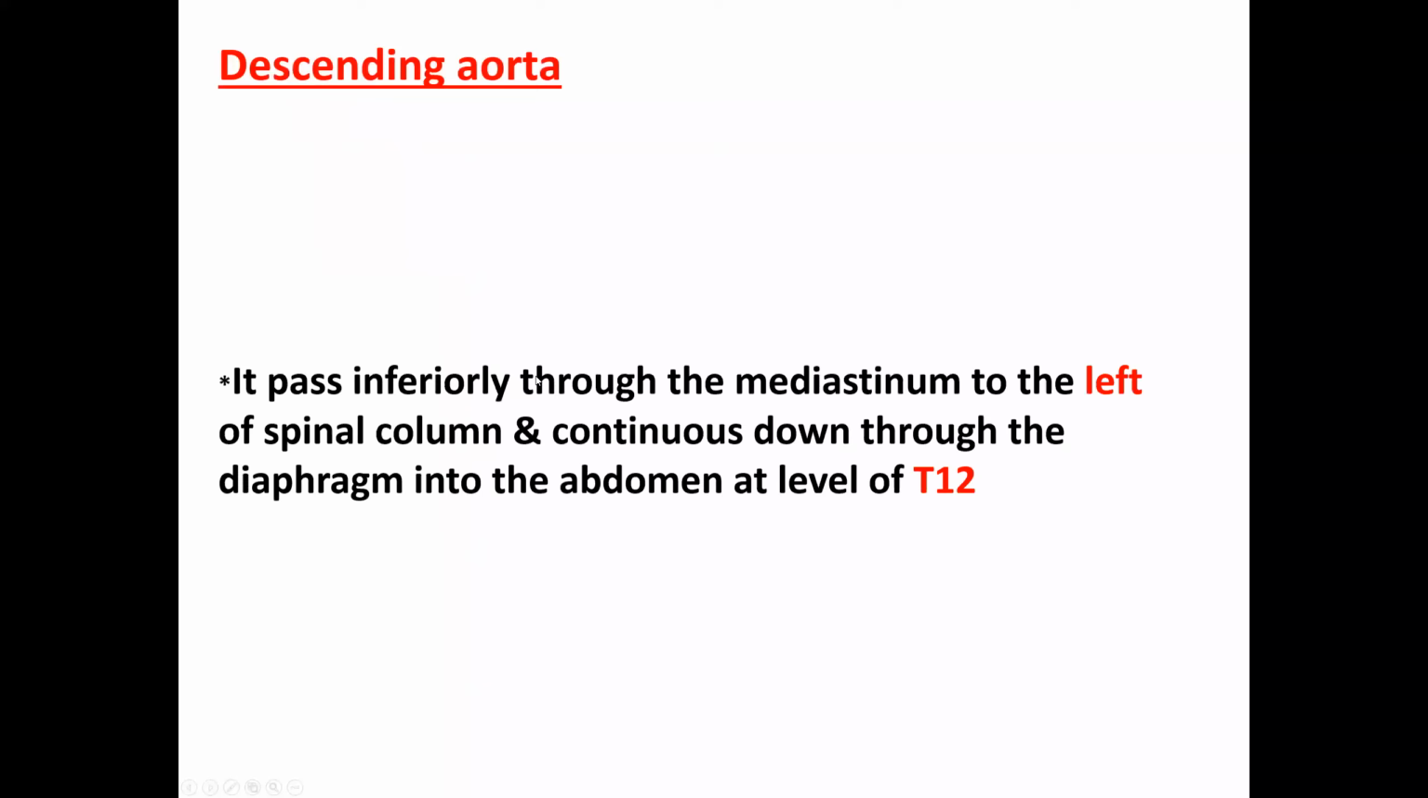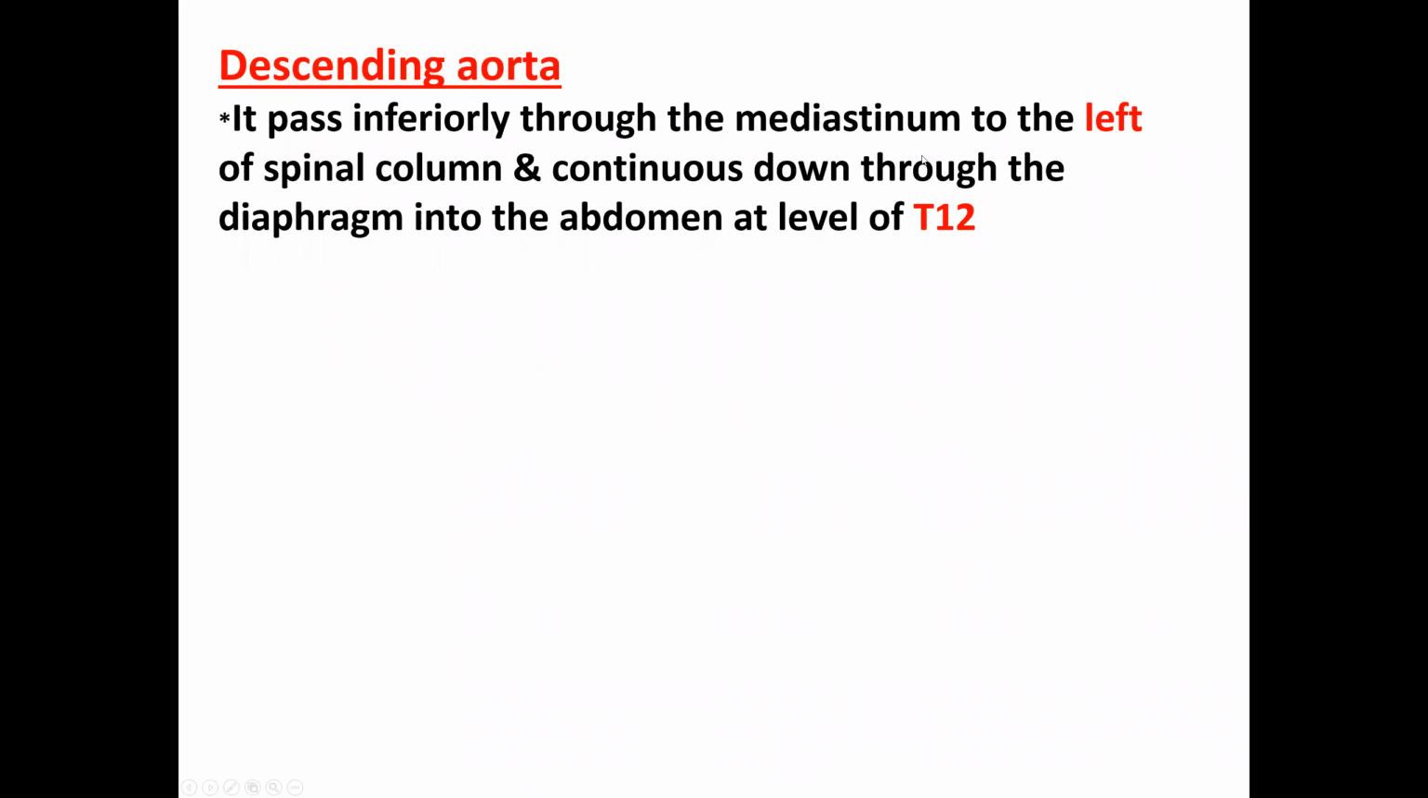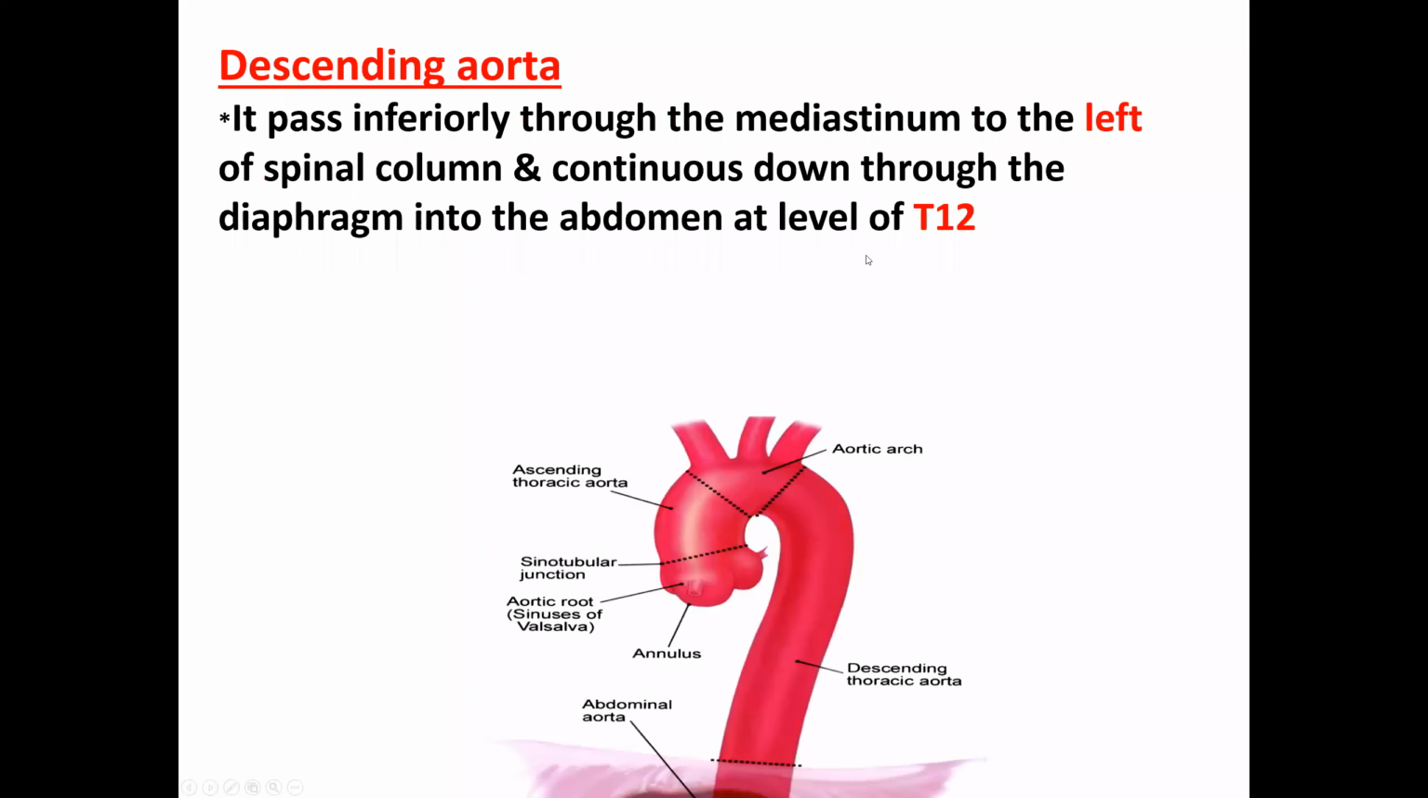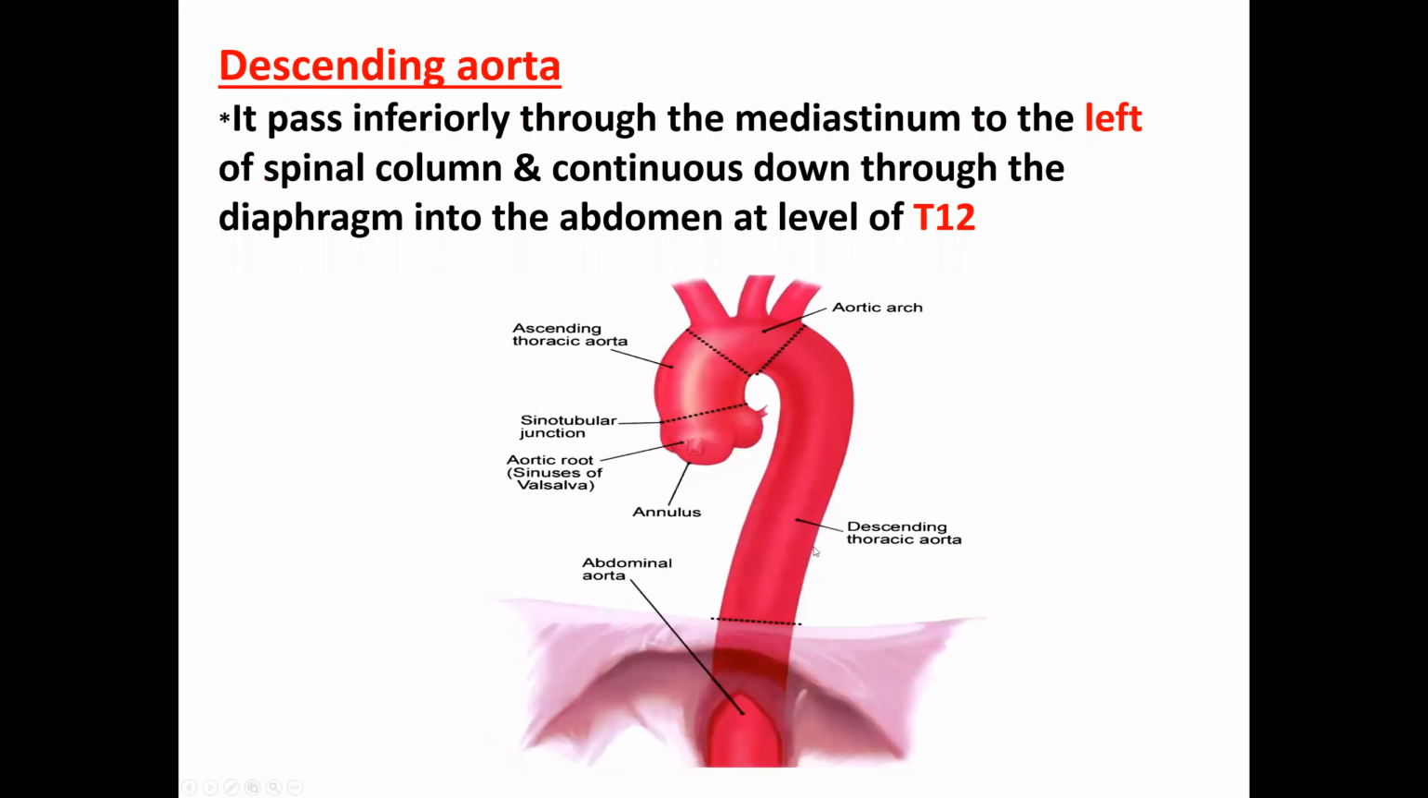Descending aorta. It passes inferiorly through the mediastinum to the left of the spinal column and continues down through the diaphragm into the abdomen at the level of T12. This is the descending aorta passing through the diaphragm at the level of T12.